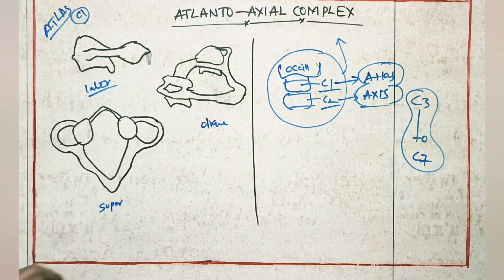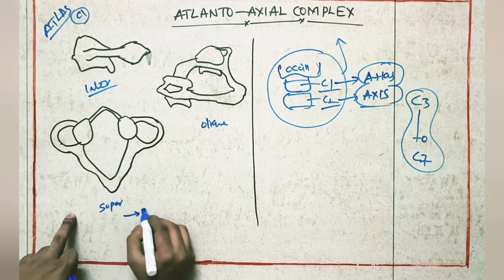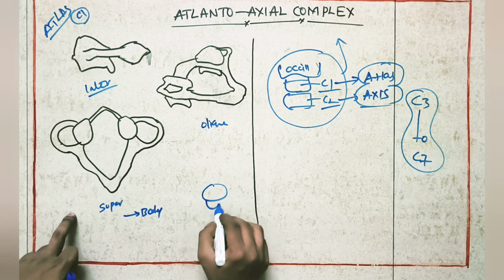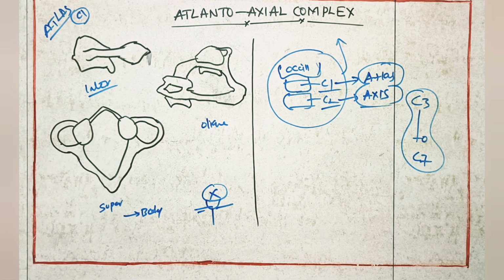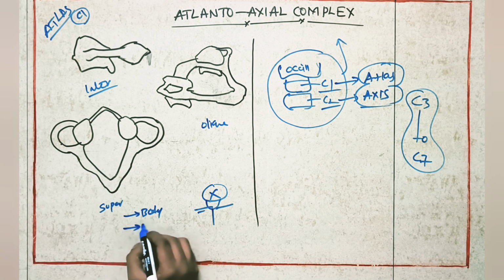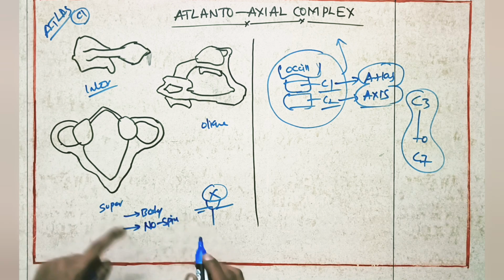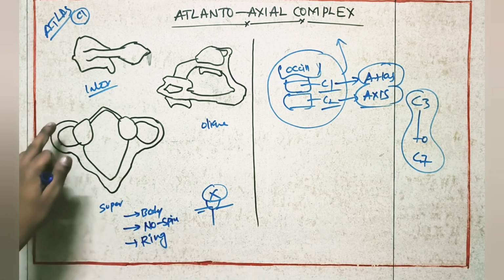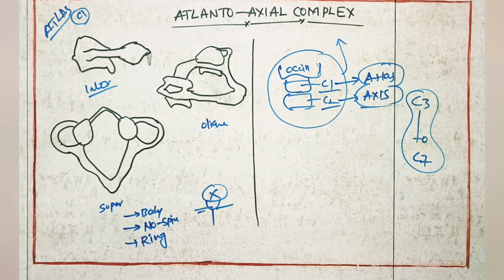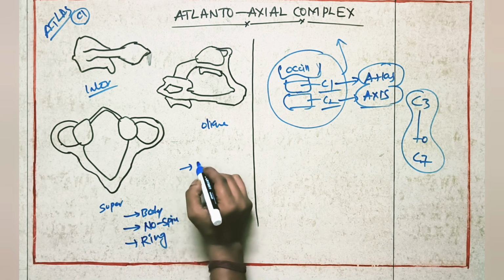If we look at the atlas, there is no body for the atlas. A typical vertebra would have a body like this, but here there is no body in the cervical spine. The first cervical vertebra has no body, and at the same time there is no spinous process. The entire vertebra has a ring-like shape.